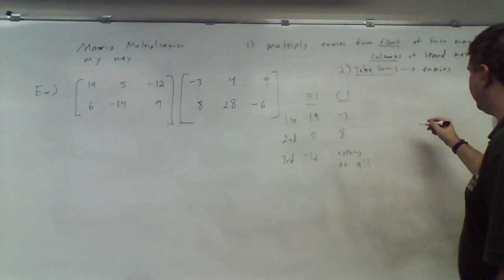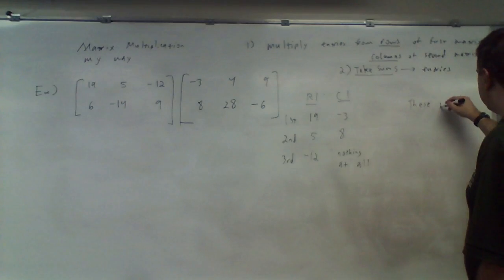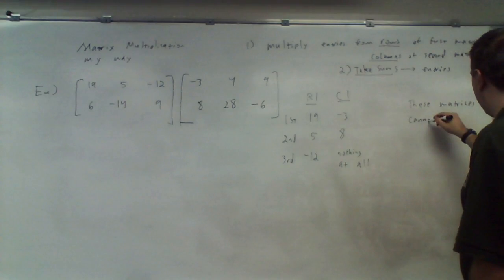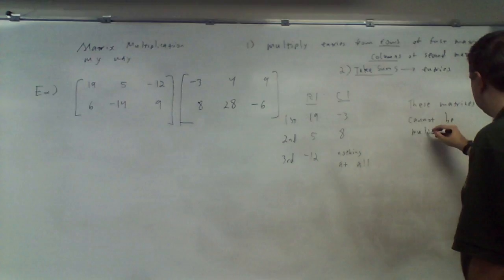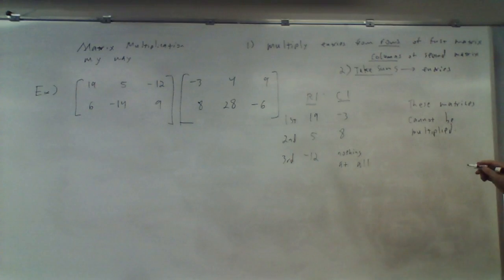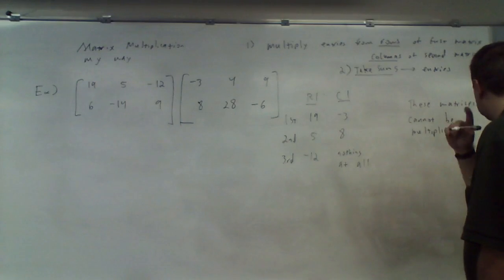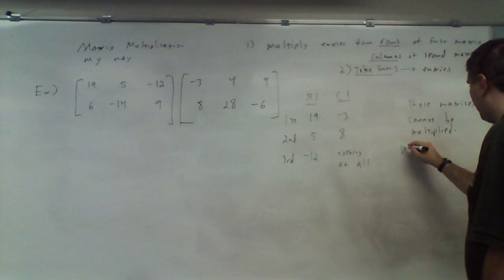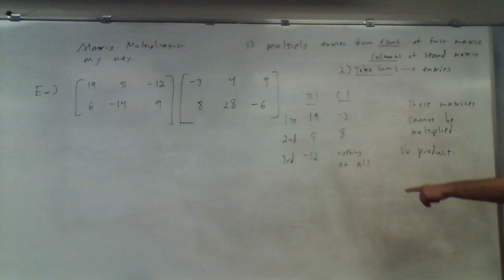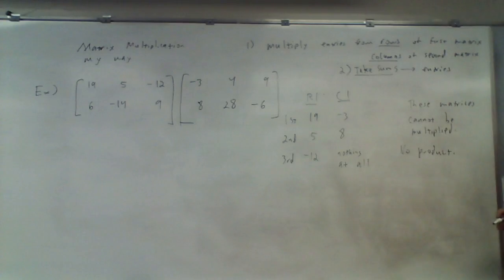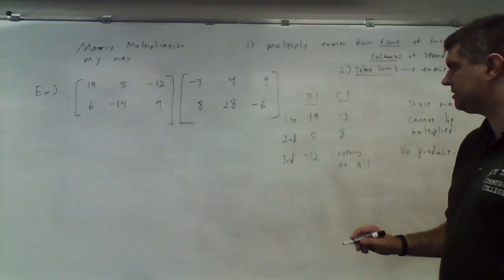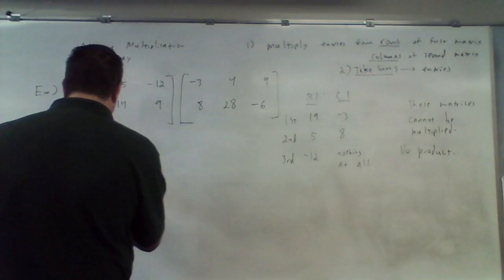So these matrices cannot be multiplied. Okay? There's no product. Okay? The reason is because there has to be a corresponding entry. Similarly, let me put another example on the board.